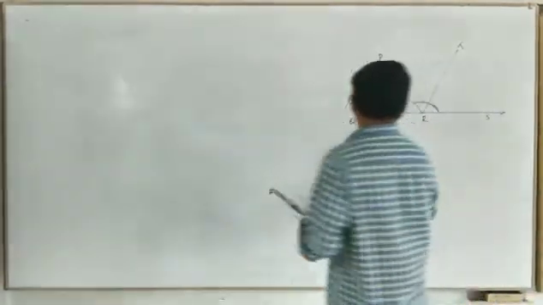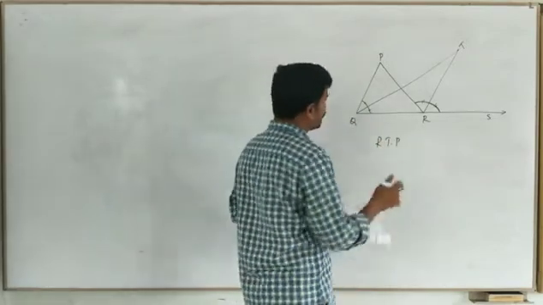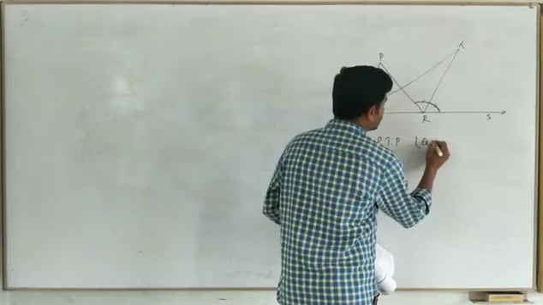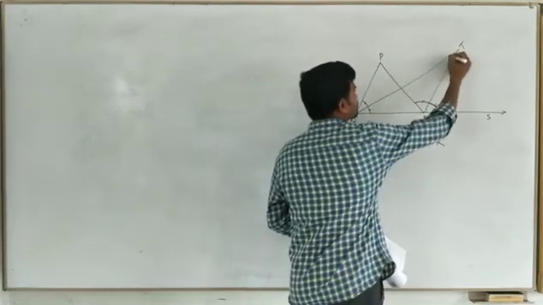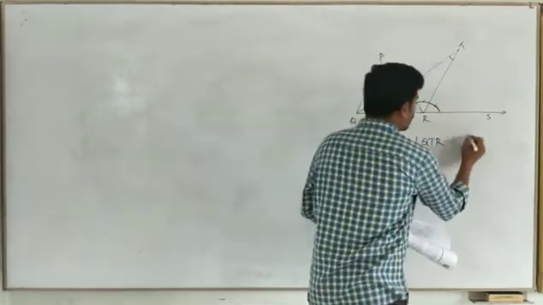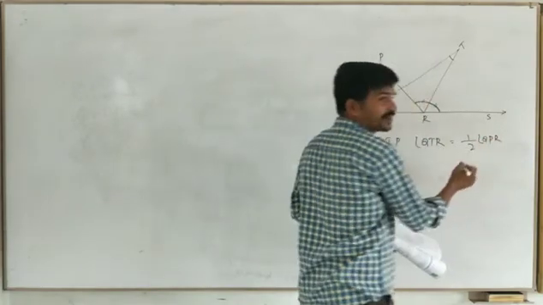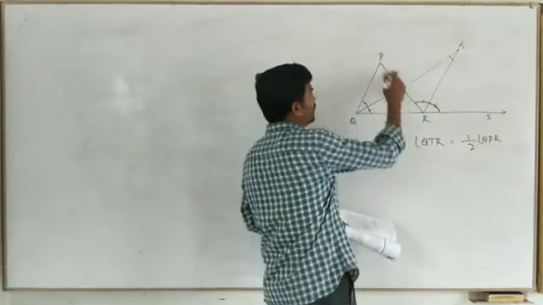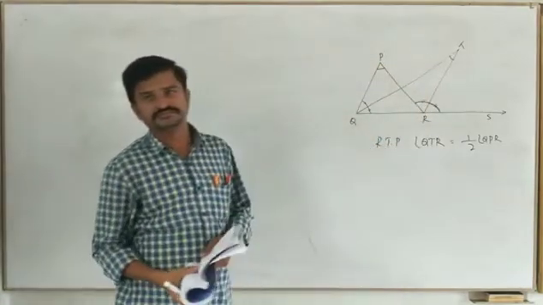And then he asked to prove. What he asked to prove, ma? Angle QTR. Where is QTR? QTR, this angle is equal to half of angle QPR. Where is QPR, ma? QPR, in this, it should be half. You are asked to prove. How?